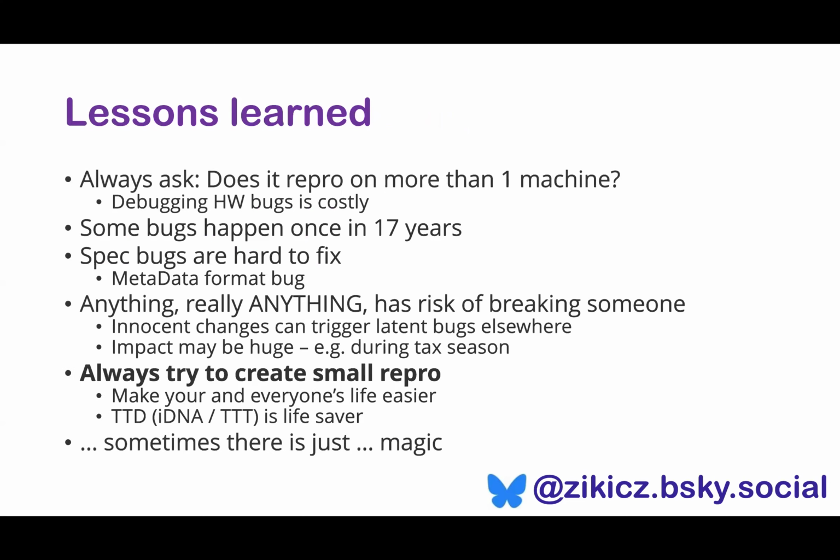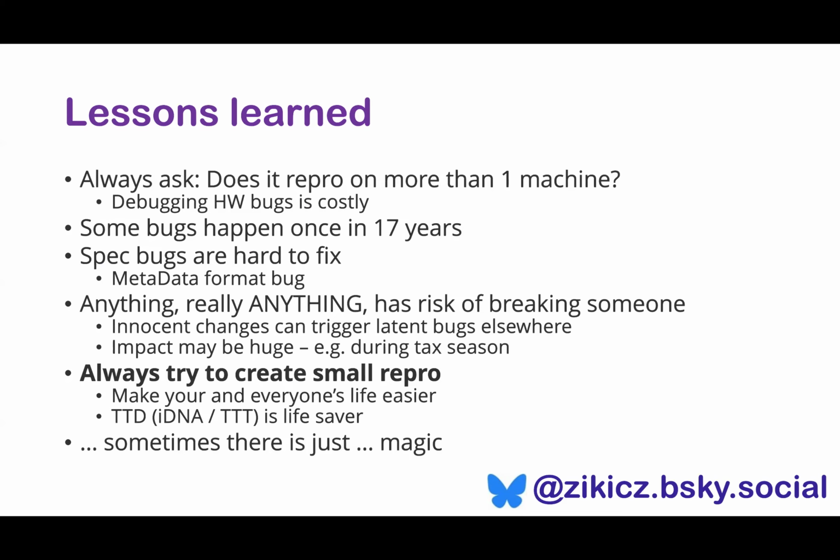What you learned: always ask, does it happen on more than one machine? Because you don't want to debug hardware bugs. If something happens once in 17 years only, it's okay not to fix it. If you have a spec bug, like the metadata bug, it's hard to fix them, believe me. Anything has the risk of breaking you. It can be an innocent change, moving things around. Suddenly a latent bug blooms, and you're going to be hit hard.